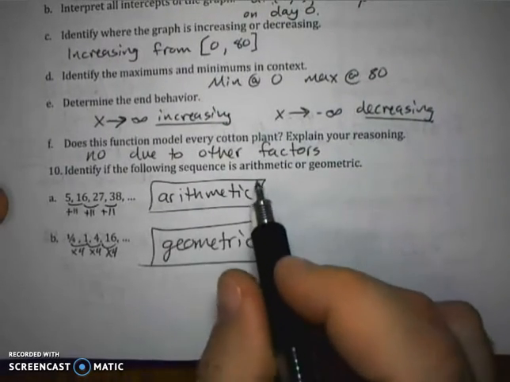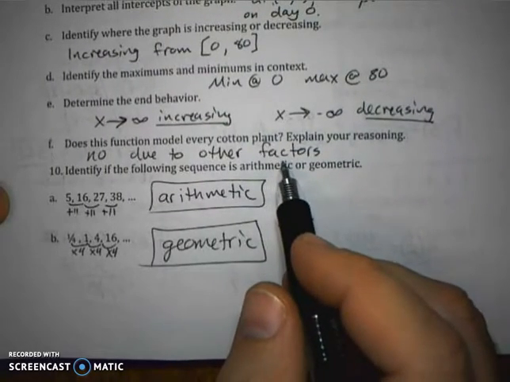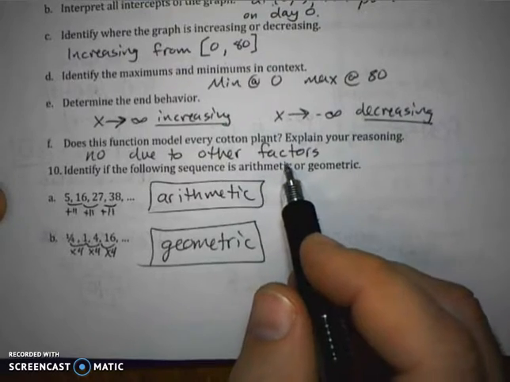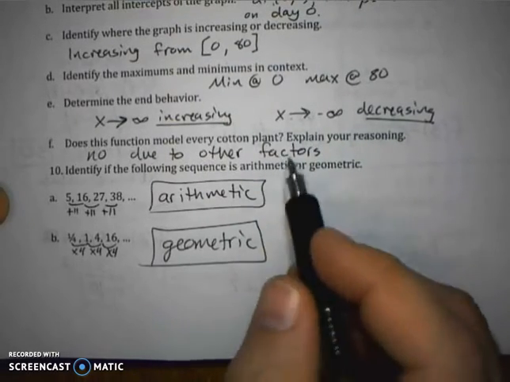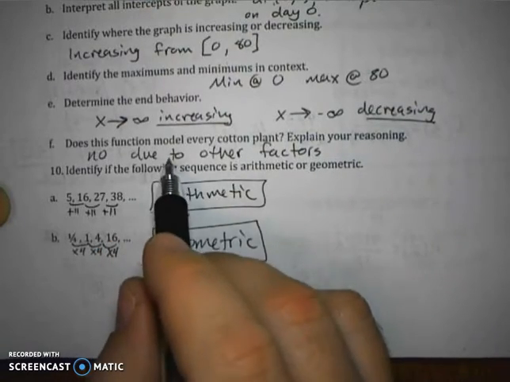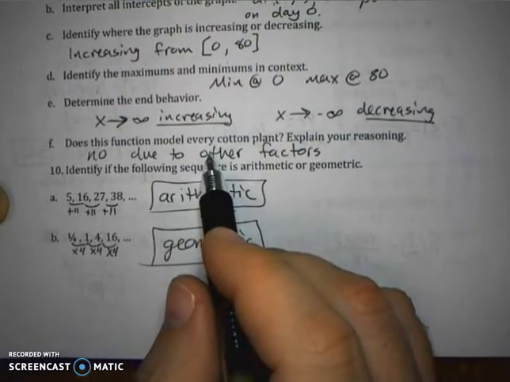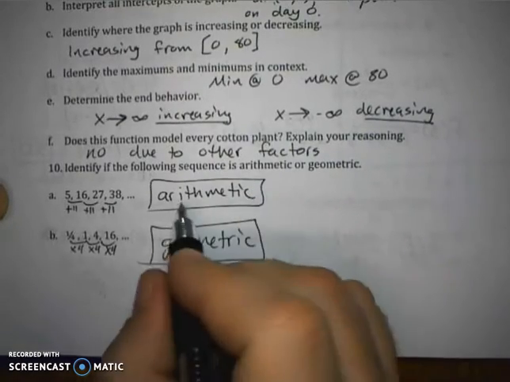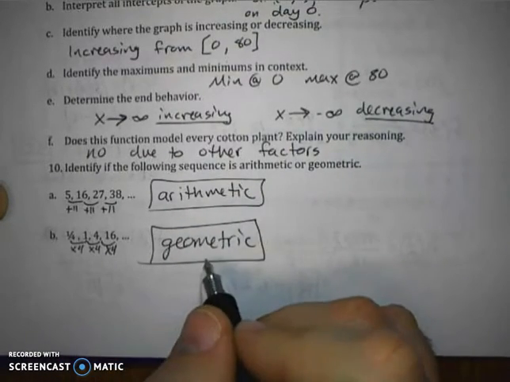Does this function model every cotton plant? No. There's other factors we could have. Soil composition, amount of water, there's all kinds of things. You don't need to get into anything scientific. You just need to know that there's other things that would cause different plants to grow differently. Number 10, A is arithmetic, and B is geometric.